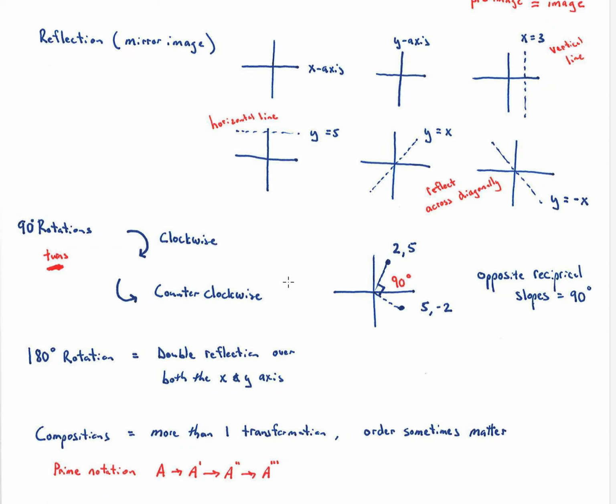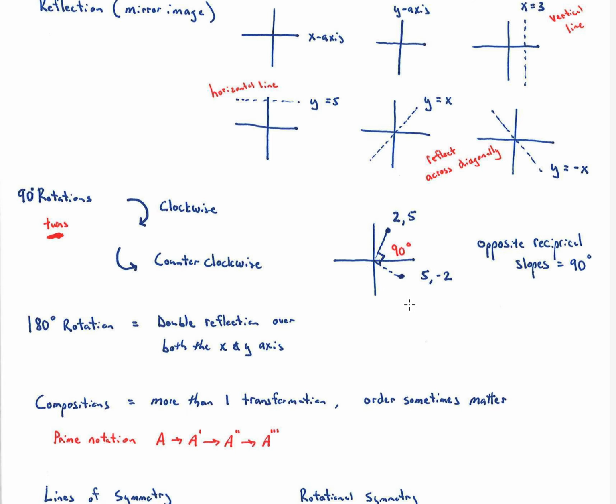Rotations, we typically are only going to do 90-degree rotations. And those are really just turns, right? We're going to turn clockwise, or we can turn counterclockwise, right, against the hand of a clock. Here's an example of a 90-degree rotation clockwise, going from the first quadrant down to the fourth quadrant. So it's going to take a point like 2 comma 5 and make it 5 comma negative 2. So this one went over 2, up 5. This one's going to go over 5, down 2.